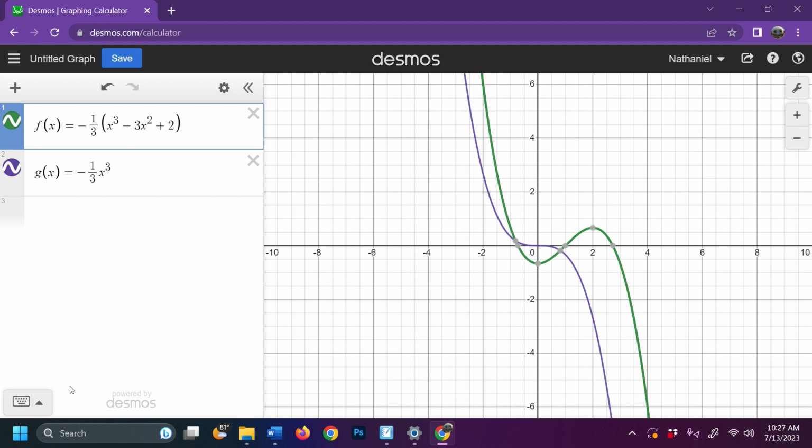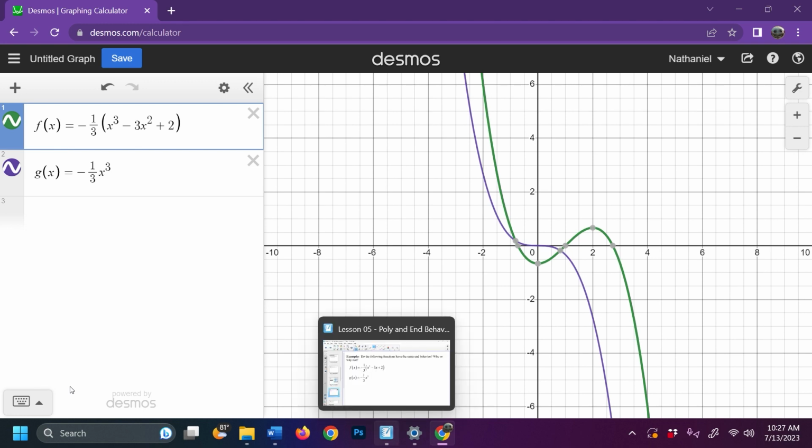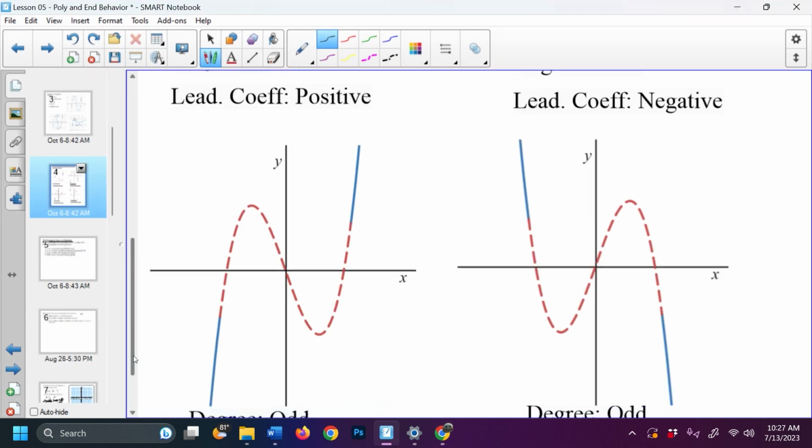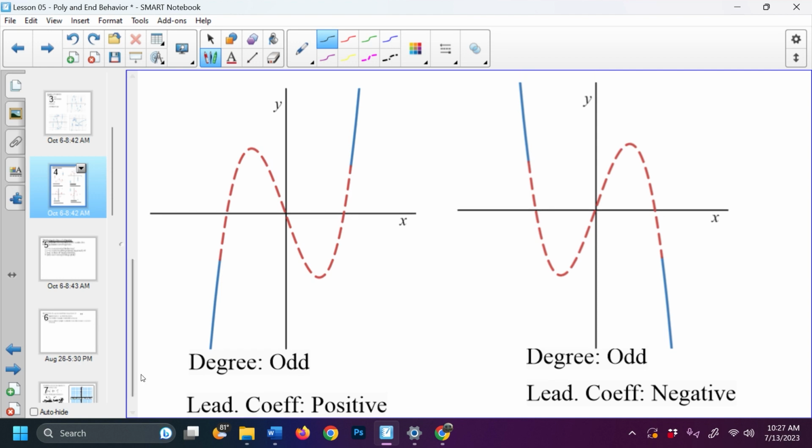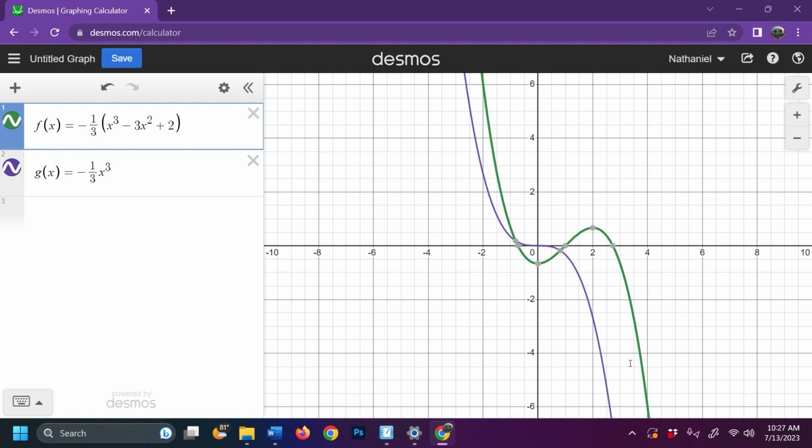And so I refer back to what we talked about in a previous slide. This is an instance where we had an odd degree polynomial, and we can see that the highest power of any term is going to be x to the third.